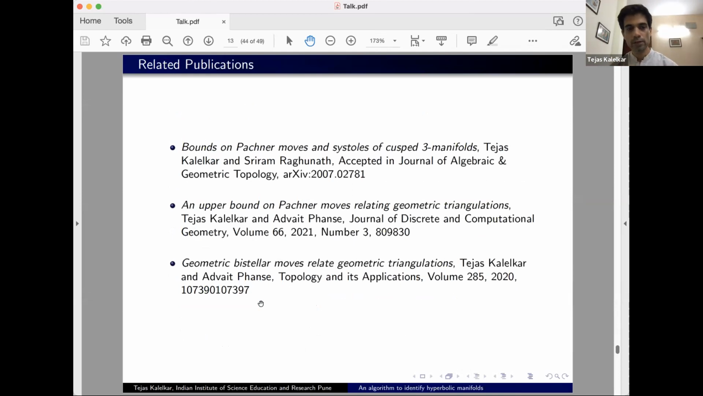Okay, so I'll just stop over here. Just to point out, if you want to go back and refer to papers, the cusp situation is the first paper.